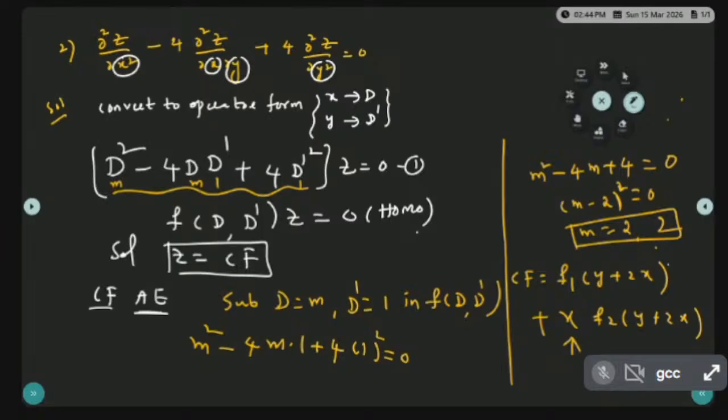Now we'll see how to find out the particular integrals starting from e power ax plus by.